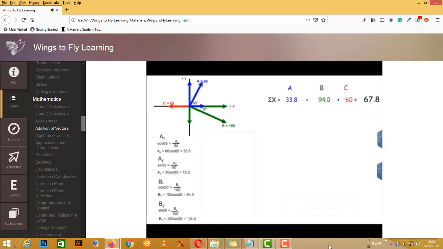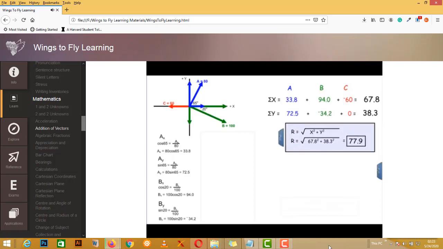Doing the same thing for the y component of vector B, you get B sub y is equal to 100 sine 20, and that's equal to 34.2, and you stick a negative sign on that because it's in the negative direction. So then you write out that expression here. The sum of the y components is equal to 72.5 plus a negative 34.2 plus 0 for vector C, which is 38.3. Then go ahead and solve it just like we did on the earlier slide.